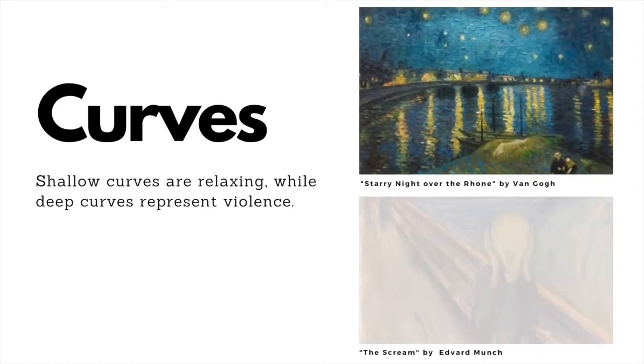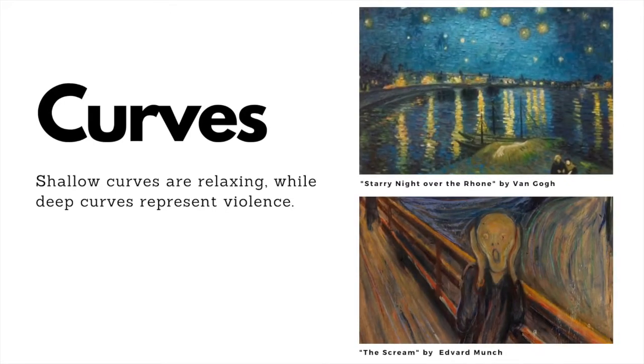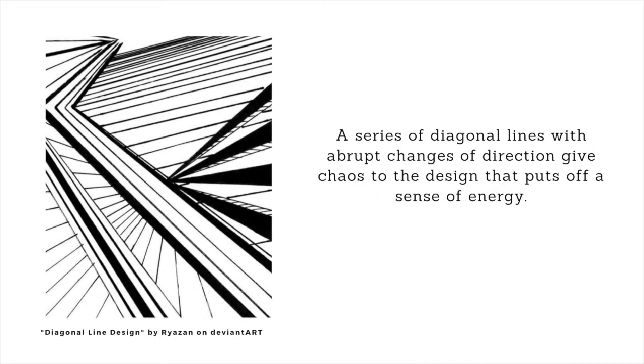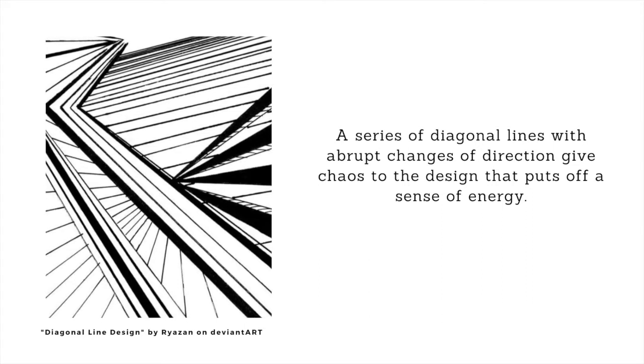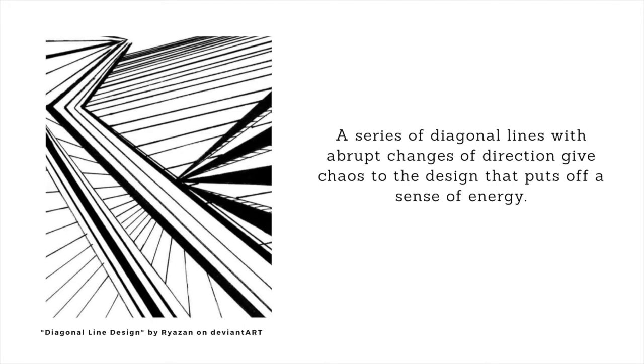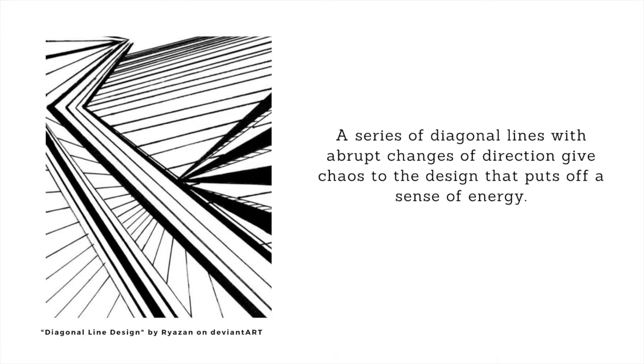Shallow curves are relaxing, while deep curves usually represent violence. And a series of diagonal lines with abrupt changes of direction give chaos to the design that puts off a sense of energy. Now, what happens if a line meets another line? Then they simply meet their ends. Anyway, what really happens is that they form or make a shape.